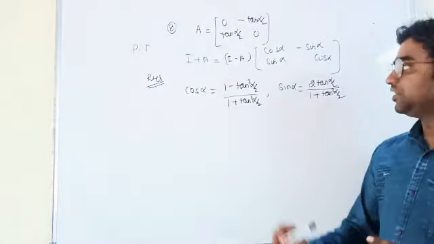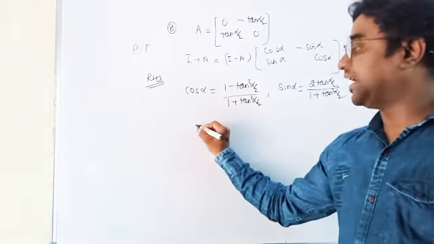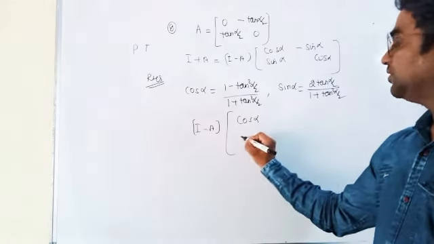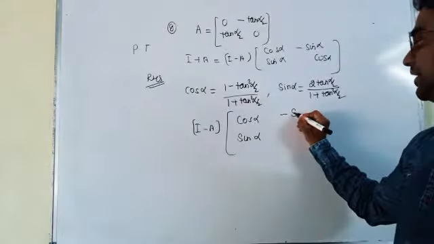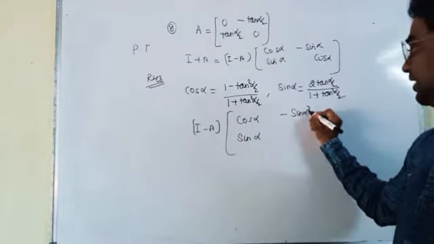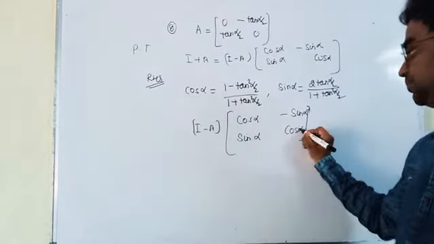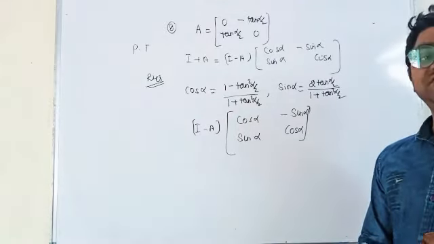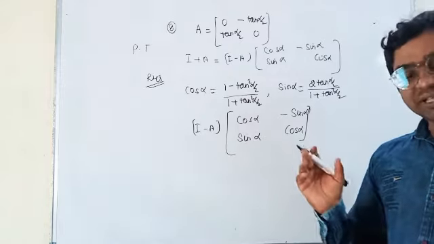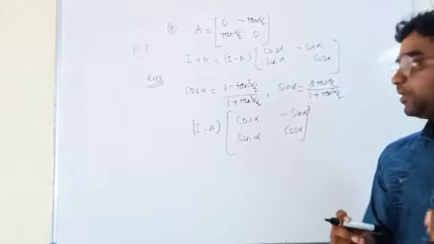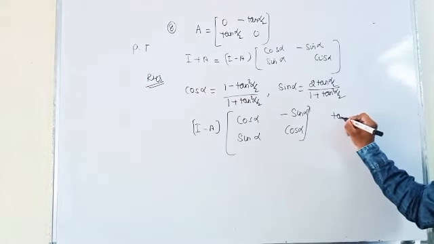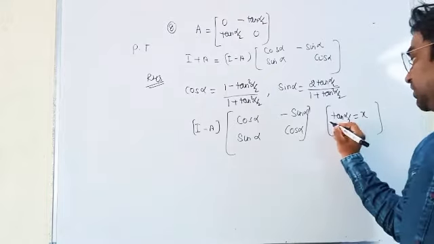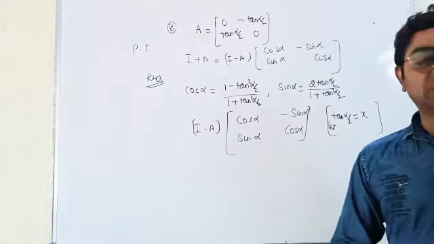So what you do, you will write the value here in the right hand side: I minus A in one bracket, another bracket cos alpha, minus sin alpha, sin alpha, and the last one is cos alpha. Now instead of cos alpha, you will put this value, and definitely it will be a very complex structure. So to make it simpler, we will write tan alpha by 2 as x here. So this will be easy. Let us consider tan alpha by 2 is equal to x.